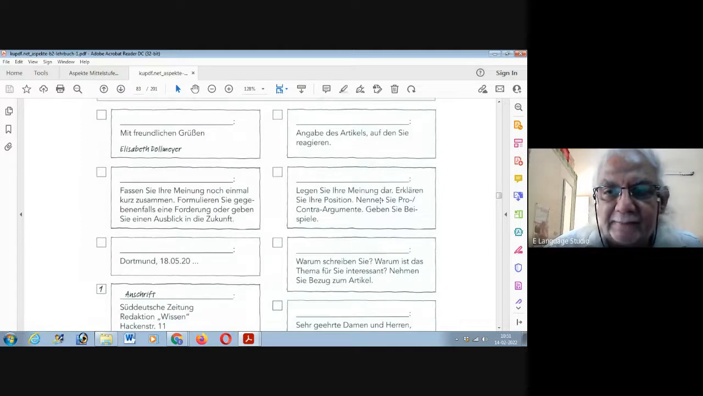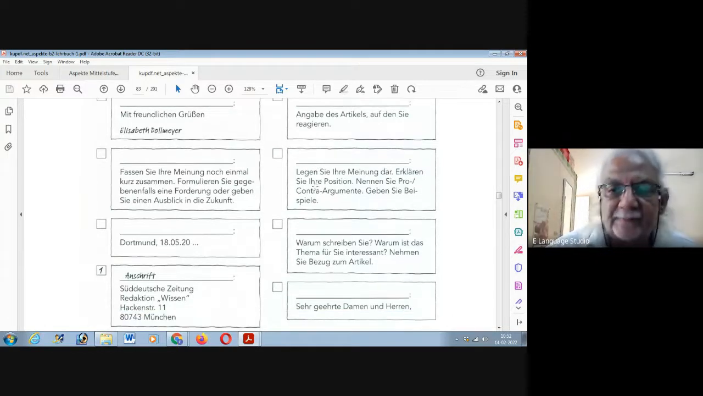Dann die Angabe des Artikels. You have to give the details. In der gestrigen Zeitung und so weiter. Und dann legen Sie Ihre Meinung dar. Darlegen, to present. Erklären Sie Ihre Position. Nennen Sie Pro- und Kontra-Argumente. Geben Sie Beispiele. Warum schreiben Sie? Take this part next, and then go here. Fassen Sie Ihre Meinung noch einmal kurz zusammen. Formulieren Sie gegebenenfalls eine Forderung oder geben Sie einen Ausblick in die Zukunft. Nicht mehr als 200 Wörter.